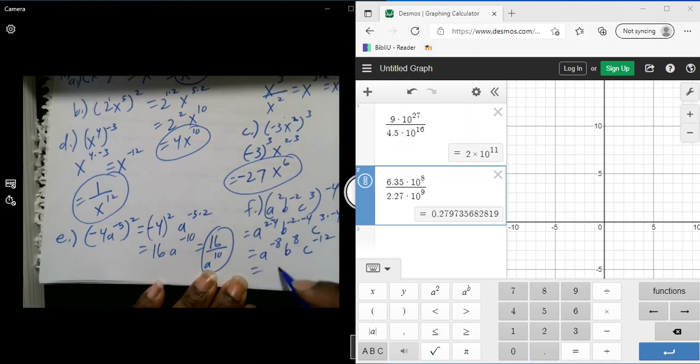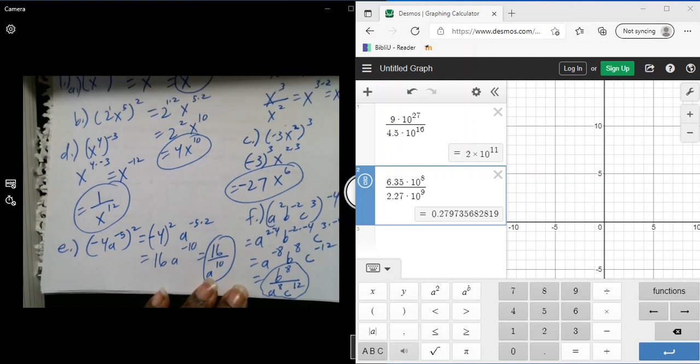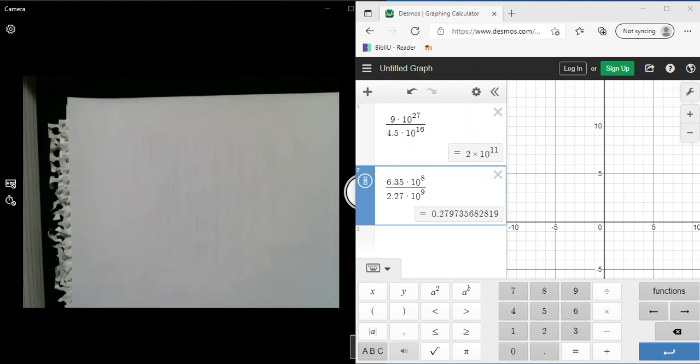Now, the b to the 8th will remain in your numerator. A to the negative 8 will go to your denominator as a to the 8th, and c to the negative 12 will go to your denominator as c to the positive 12. And that is your final answer for F. Okay. Now, we're going to move on to the next problem. Okay, now we will go to G.